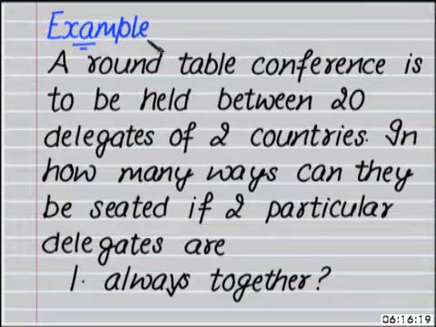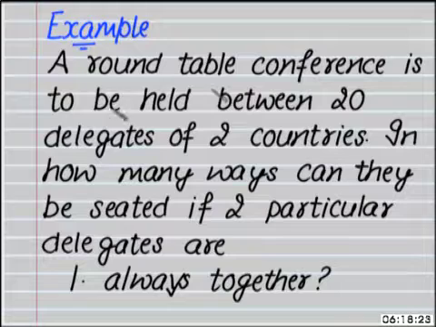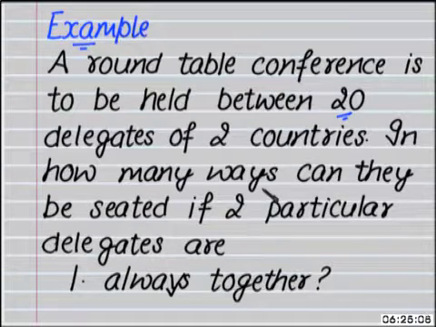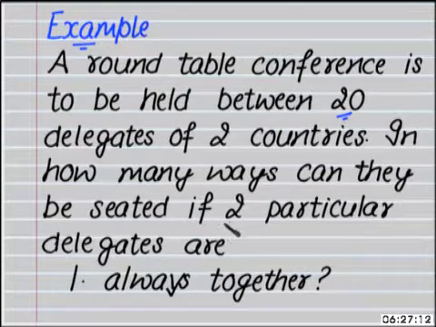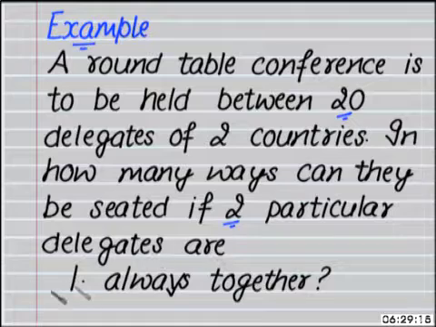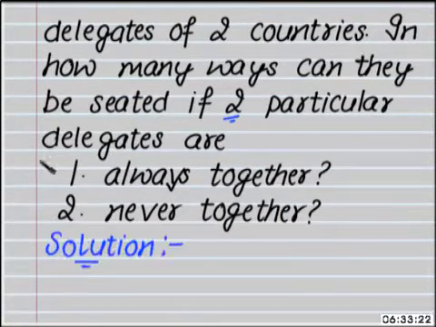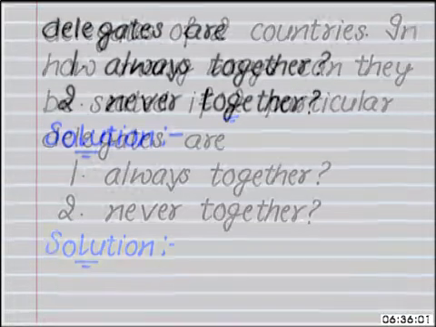Now let's see an example. A round table conference is to be held between 20 delegates of 2 countries. In how many ways can they be seated if 2 particular delegates are always together or never together? Now its solution.